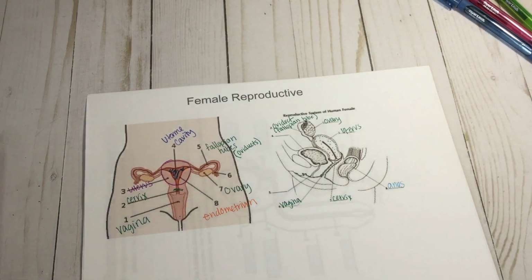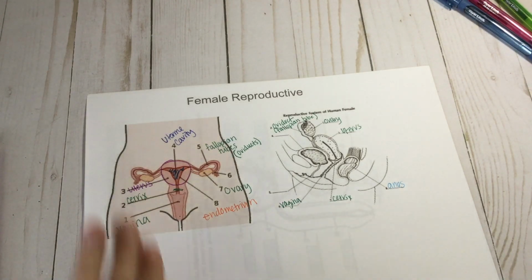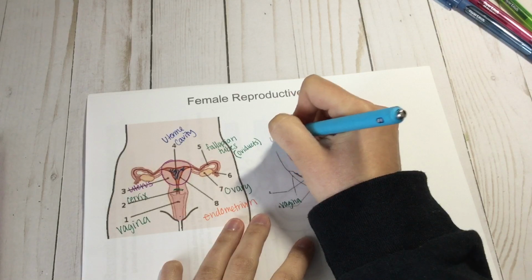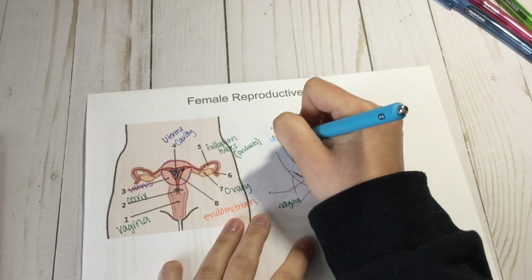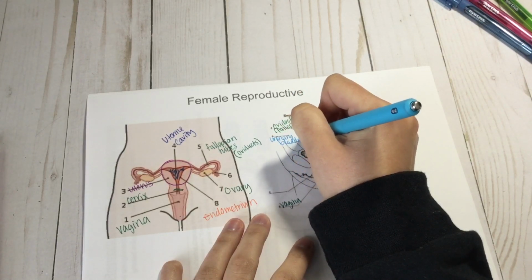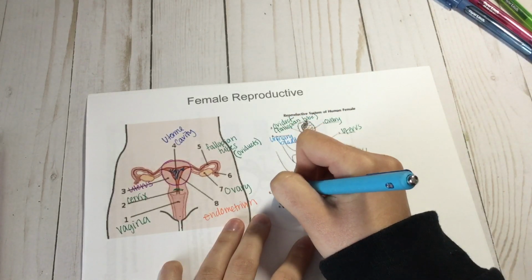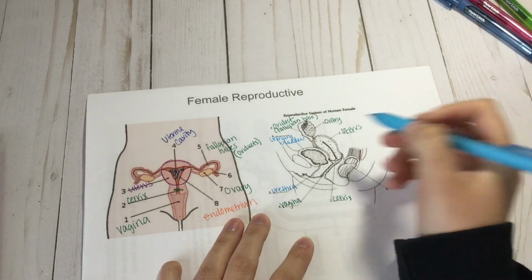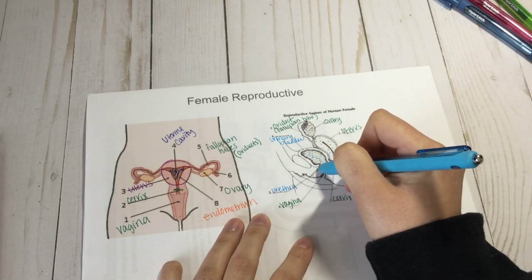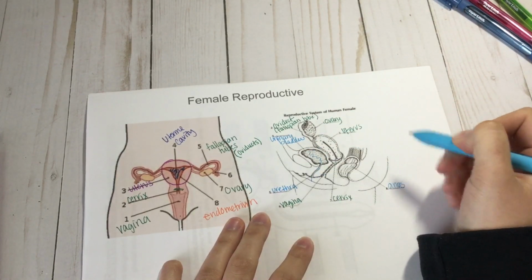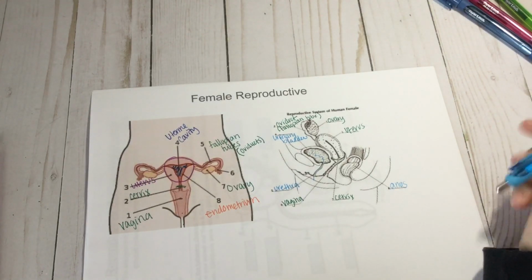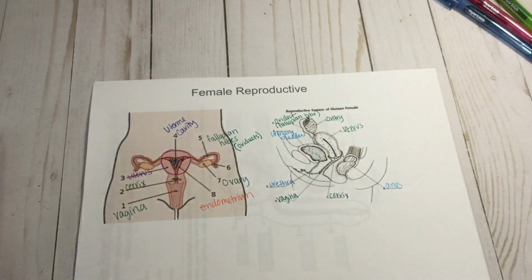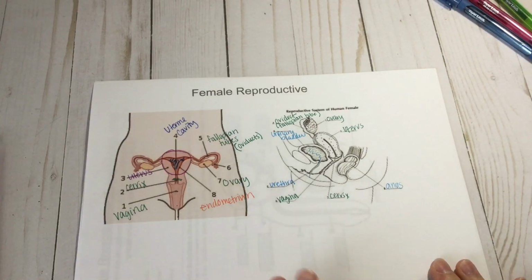Now, one more thing that's not in the frontal picture is the urinary bladder. Urinary bladder. And the urethra. So urine comes in here and falls out there. All right, so that is a side view of the female reproductive part and the frontal view.